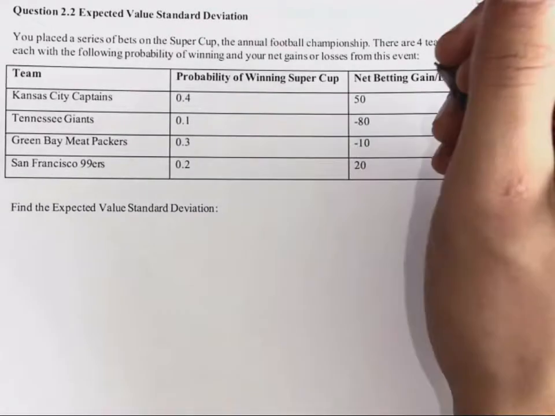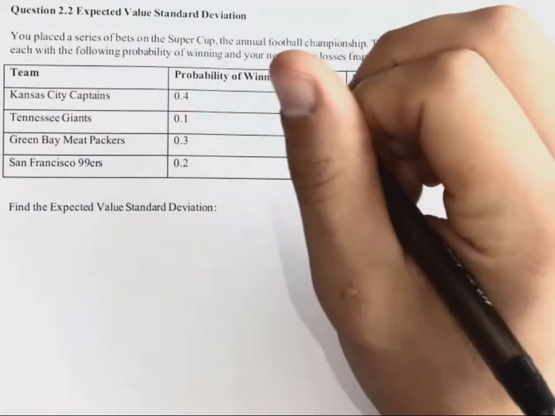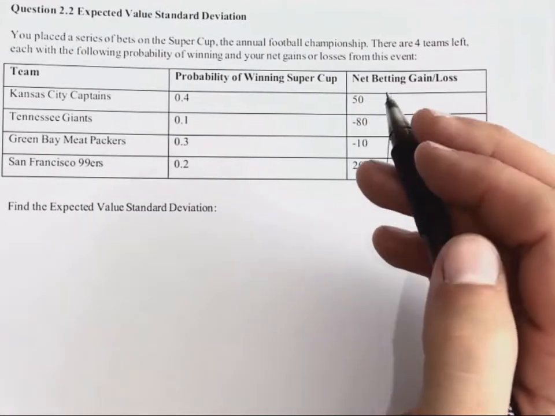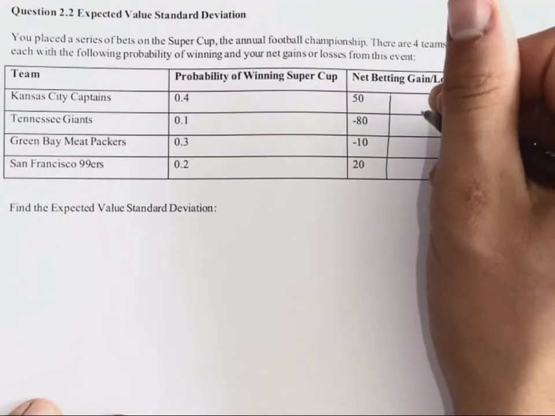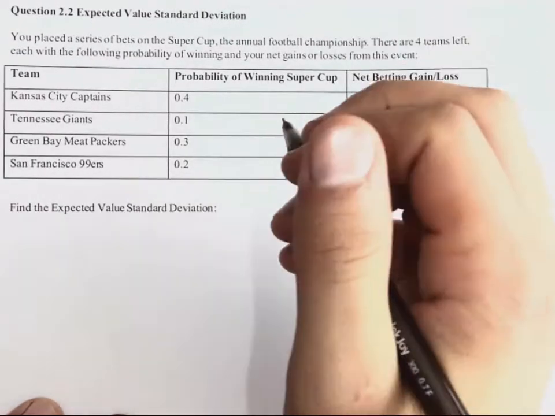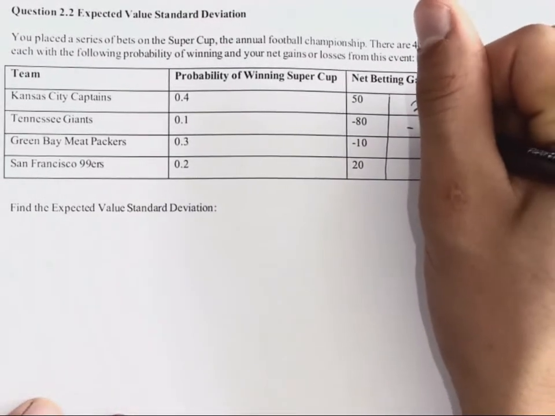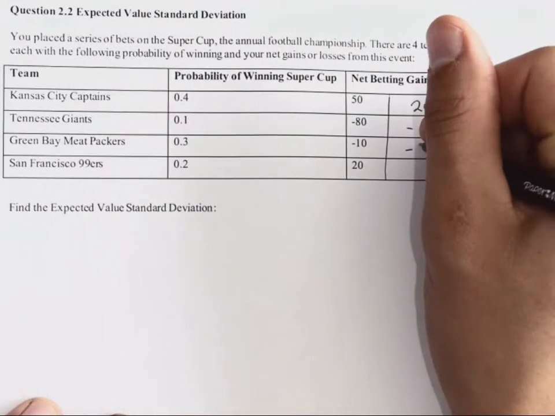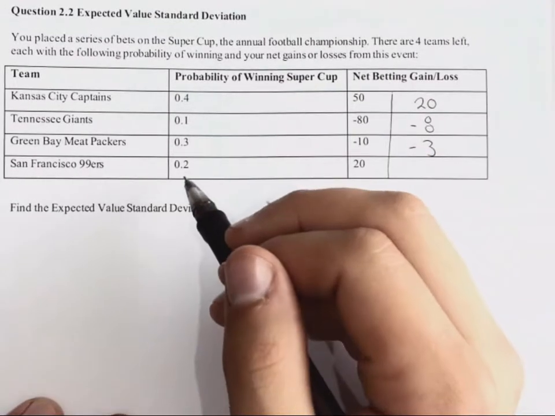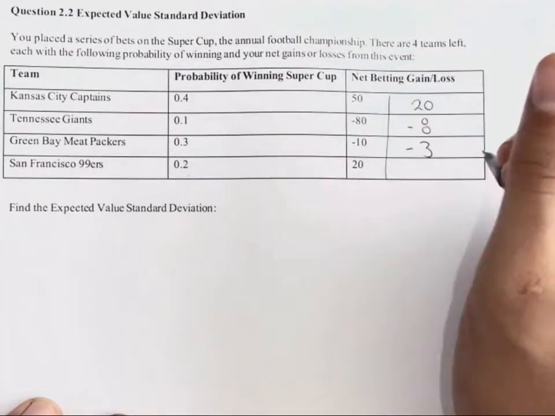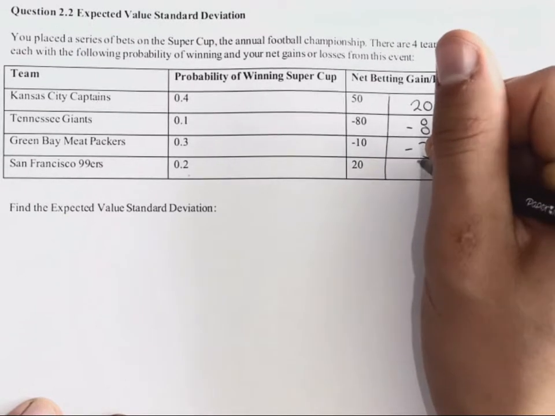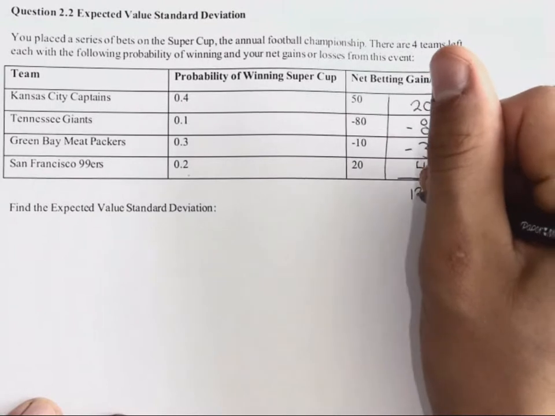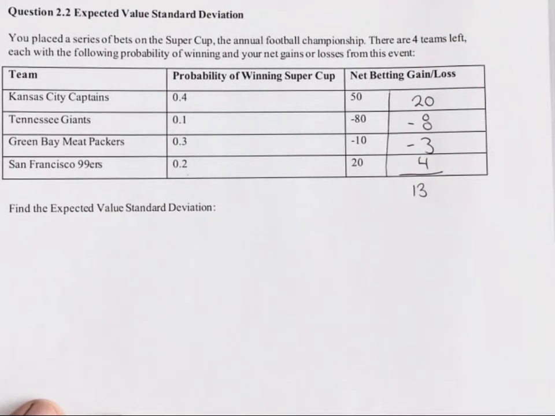So what we'll do first is just using this chart, we're going to multiply the probability by the amount. So right here, 0.4 times 50 is $20. 0.1 times negative 80 is negative 8. 0.3 times negative 10 is negative 3. And 0.2 times 20 is 4. So based on our expected value, we can expect to win $13 with our current bets.